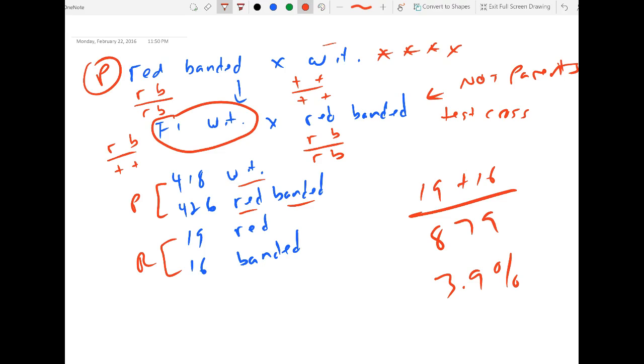All right, let's look at this. So now we're going to cross red, cross to banded. We're going to do it a little bit differently. We need a new page for that.